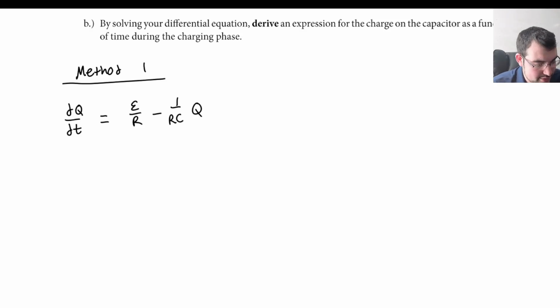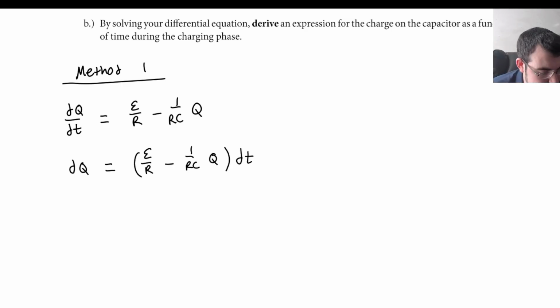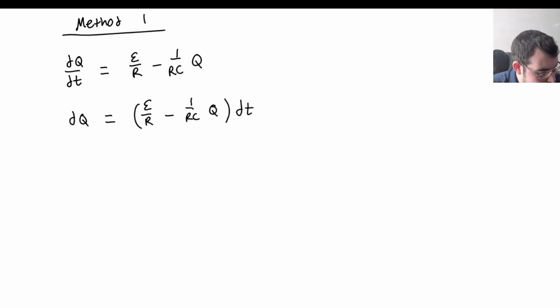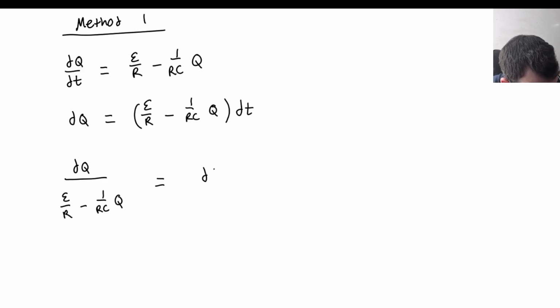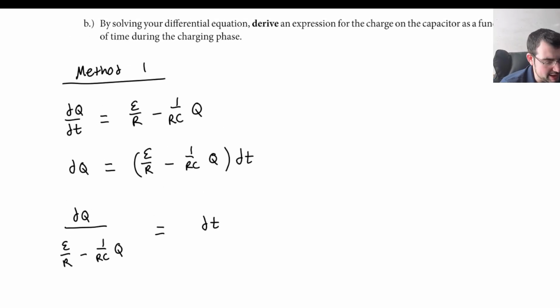So we can't just add this term to both sides, because then if I multiply by the dt, we'd be mixing some things. So I'm going to start by writing dq equals epsilon over R minus 1 over RC times Q, times dt. That's clearly not separated. So I can separate by dividing everything in the parentheses on both sides. So I get dq divided by epsilon over R minus 1 over RC times Q, and that's going to equal nothing times dt. That's called separating. And now we integrate.